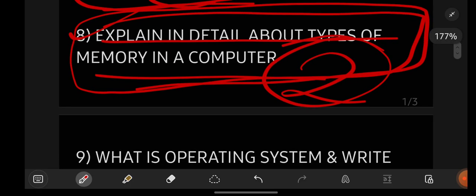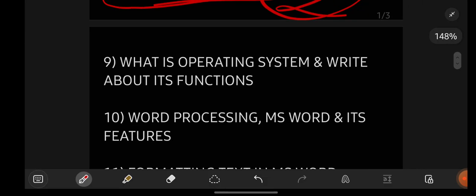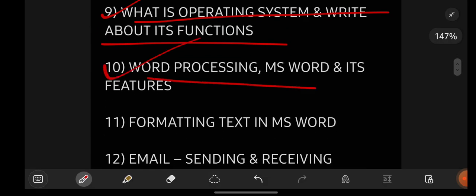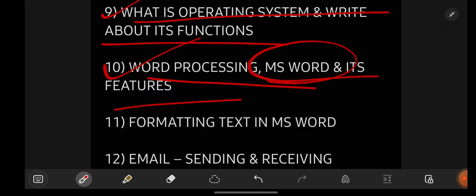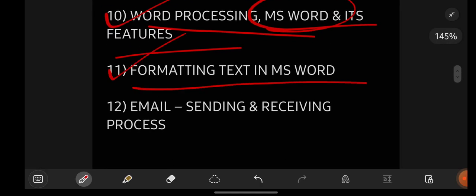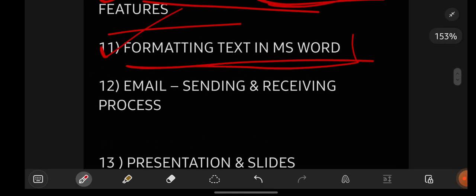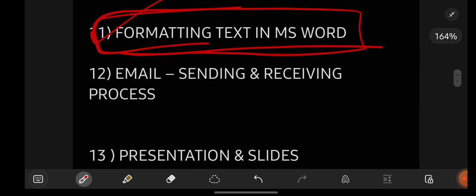Explain in detail about types of memory in computer. You will be having 2 types, right? Primary and secondary, RAM and ROM. Those differences you have to write. Operating system and its function. Then 10th one is word processing, MS Word and its features. 11th one is formatting text in MS Word. How do you format the text, like bold, italic, underlined? You will be making changes to the text in order to make that text look good, right? So that is nothing but formatting.